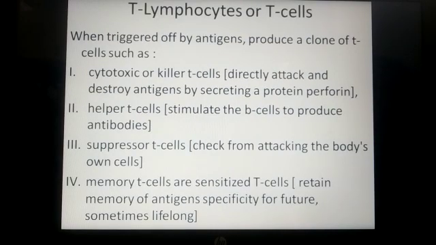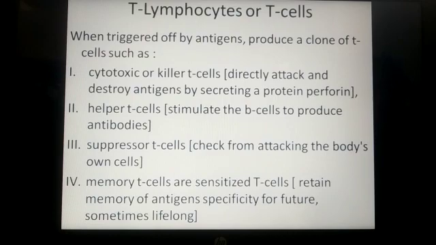T lymphocytes or T cells, when triggered off by antigens, produce a clone of T cells such as cytotoxic or killer T cells. They directly attack and destroy the antigens by secreting a protein, perforin. Helper T cells stimulate the B cells to produce antibodies. Helper T cells do not directly take part in the production of antibodies. Instead, they help to stimulate the B cells to produce antibodies.